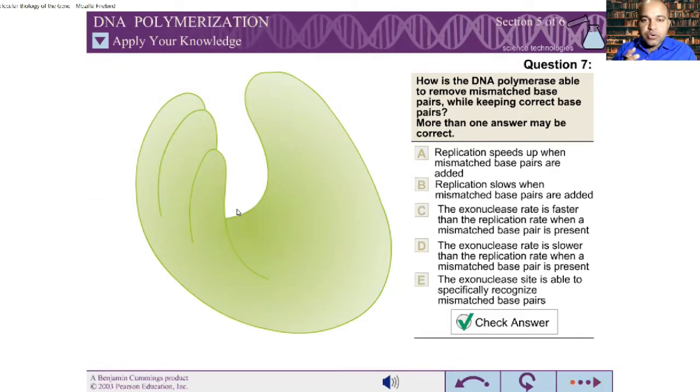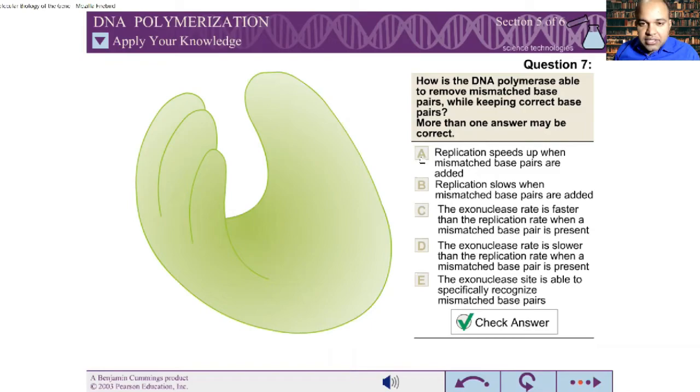Once the minor groove is recognized, the replication rate is going to be slowed down. Once the replication rate is slowed down, the exonuclease rate is going to be enhanced. And when the exonuclease rate becomes greater than the replication rate, then the excision of the nucleotides takes place.